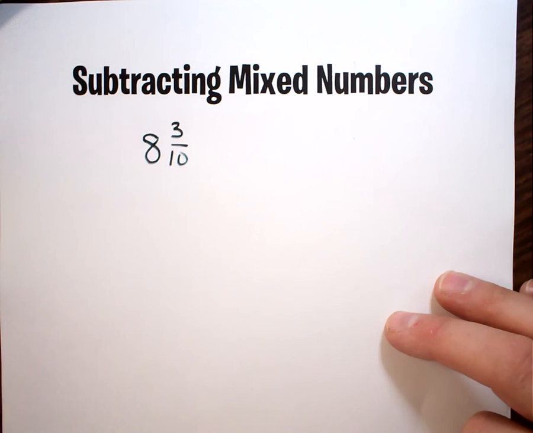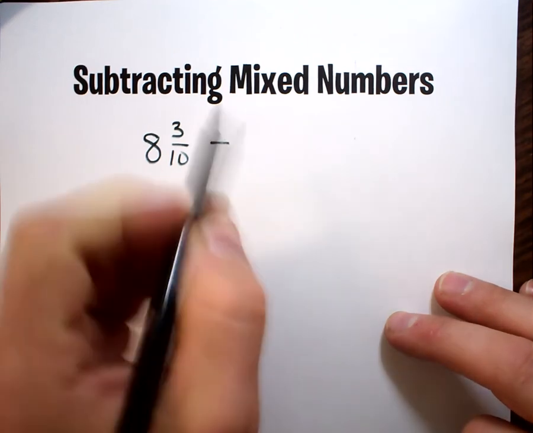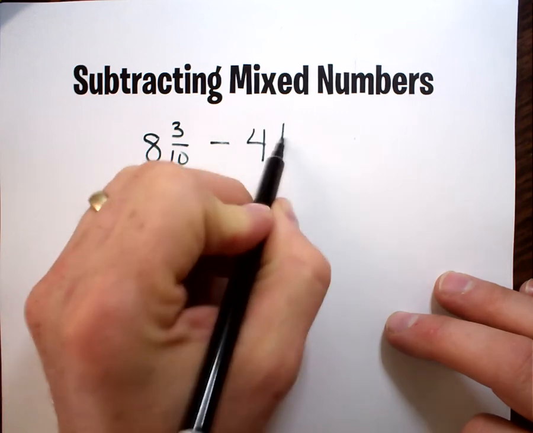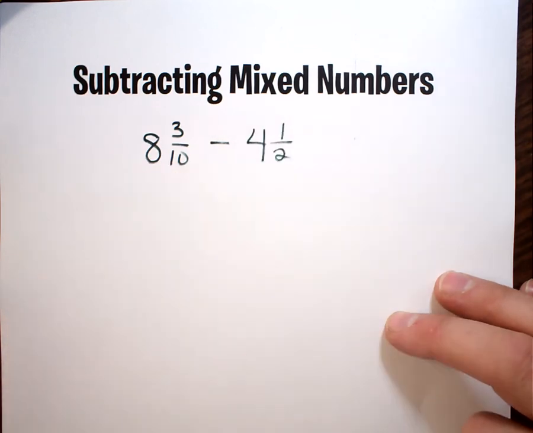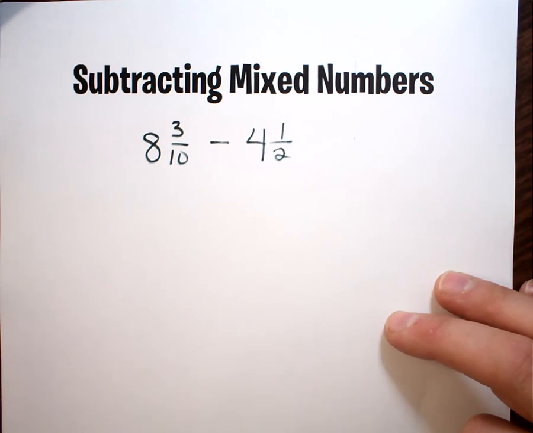Now, we're going to do a problem that involves 8 and 3/10. We're going to do 8 and 3/10 minus 4 1/2. If you're in my class and you're following along in your homework packet, that's number 56 in the homework packet. To solve any adding or subtracting fraction problem, you have to have common denominators.